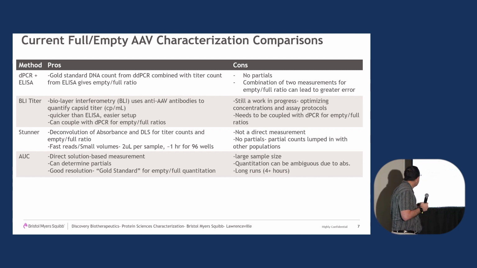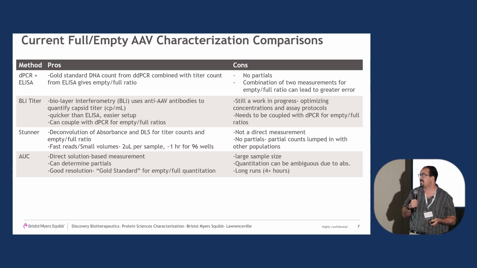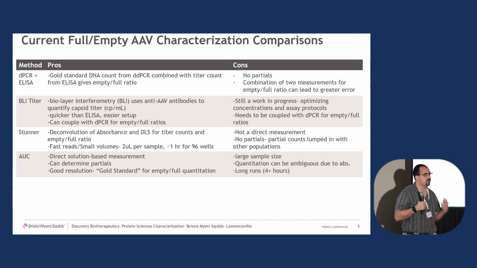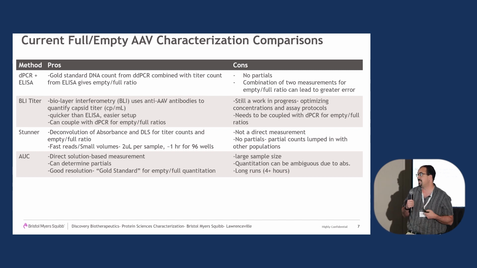And then finally, AUC, or analytical ultracentrifugation, sedimentation velocity. This is something that we considered as the gold standard for empty-full quantitation. But the problem with this is you're using very large sample size, and the quantitation can be ambiguous due to absorbance, even if you're reading at a 230 nanometer absorbance or if you're doing interference optics. This is also a very long run compared to a Stunner.